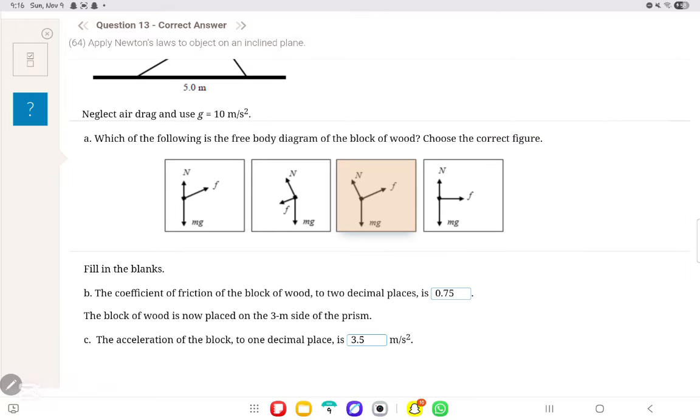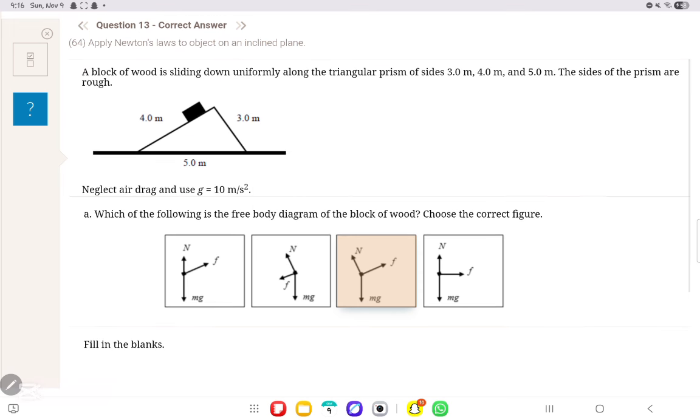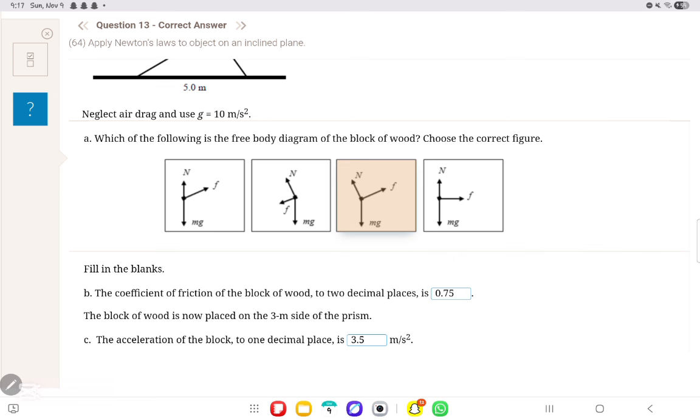Now the acceleration of the block. How do we find the acceleration of the block? Very simply. They told us the block is now placed on the 3 meter side of the prism. It's placed here now. We still have the weight, we still have the friction, and we still have the normal push. All of the forces stay the same, nothing changes, except for the fact that the slope is steeper. We have a greater slope because the value is less.